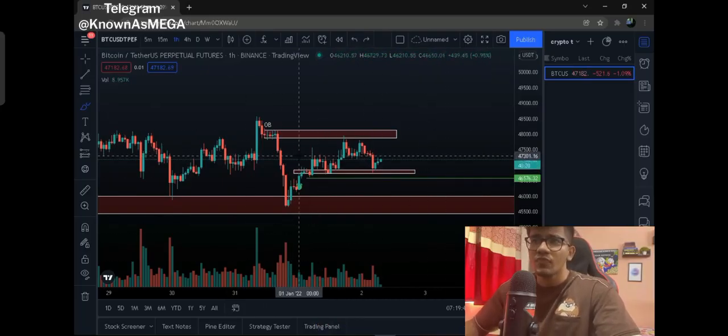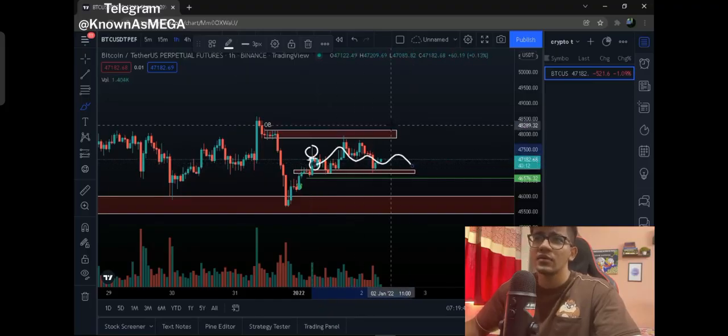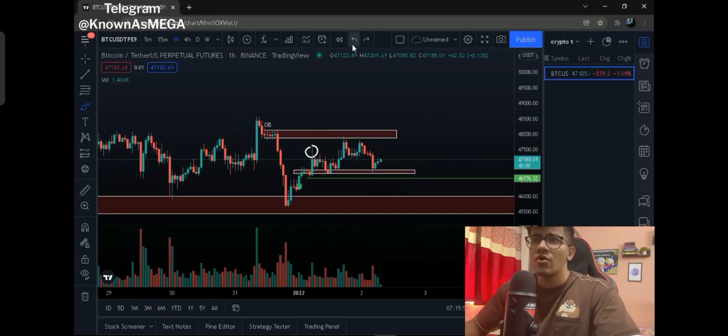And then over here, after this particular long wick candle, I shorted right after the opening, on the opening of this candle. And then you can see the trade is still running, not that much of a profit. I'm still at break even right now, I would say. But let's just see how it plays out.